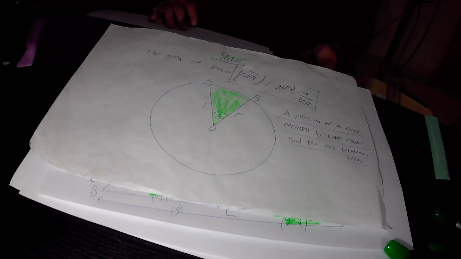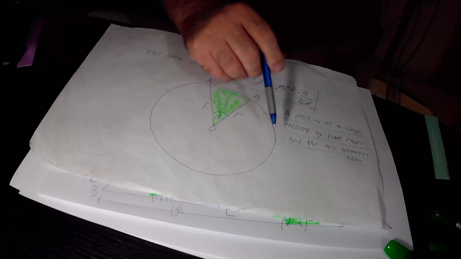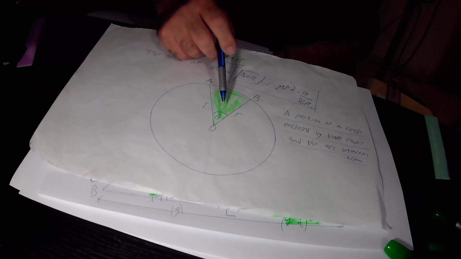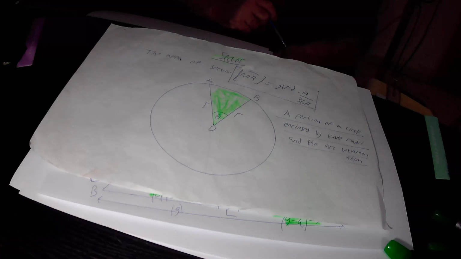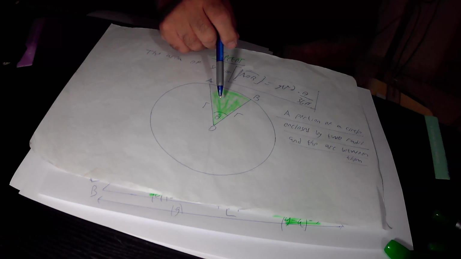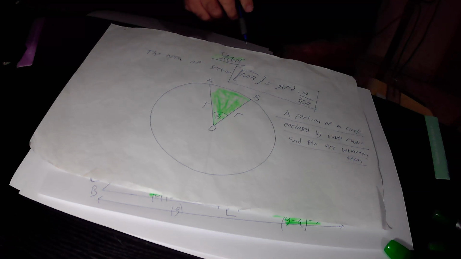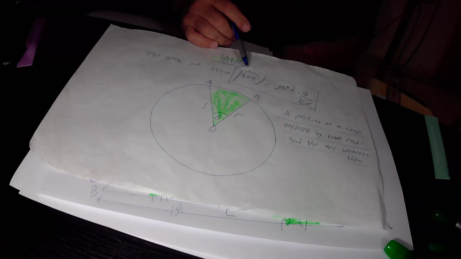What is the area of this sector AOB? Actually, the area of any sector equals pi r squared, that is the area of the circle that contains the sector, times the angle between the legs of the sector, that is theta, over 360 degrees. So the area of this sector AOB equals pi r squared times theta over 360 degrees. The rounded line above AOB is assigned for a sector, which means sector AOB.